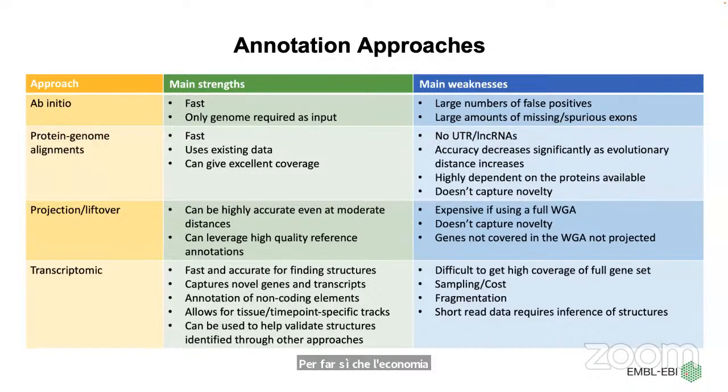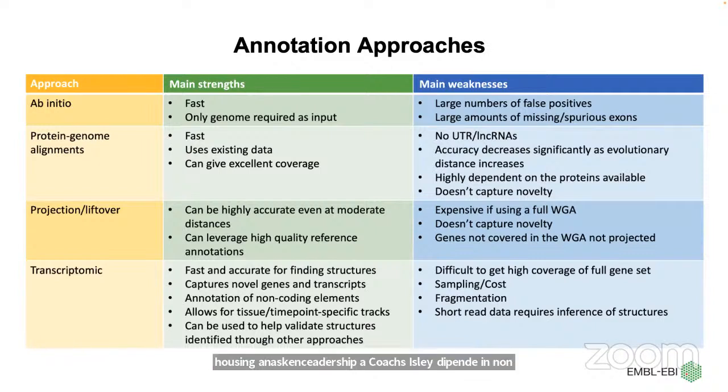The accuracy of these approaches can decrease if the evolutionary distance between the genome that you are trying to annotate and the protein set that you are using increases. And as you can see, this approach is highly dependent on the protein set which is available, and it doesn't really capture any novelty at all.